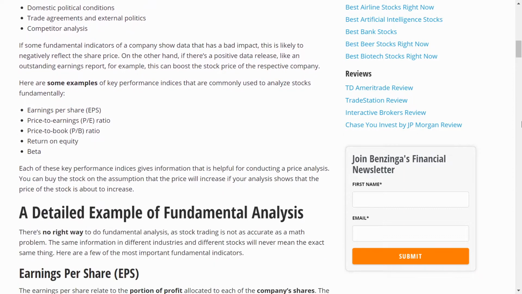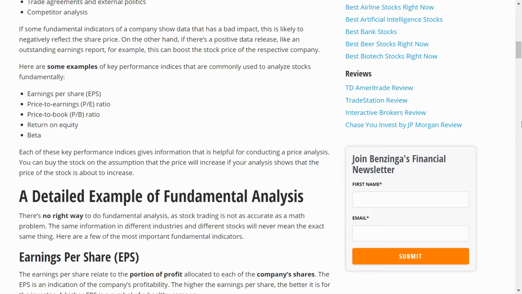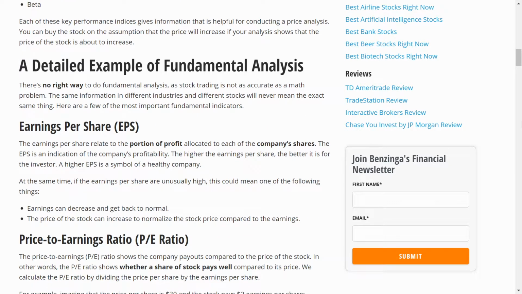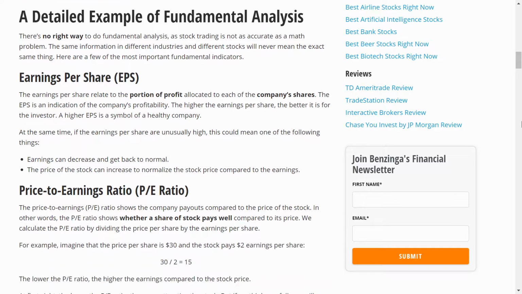Some things you'd want to look for are earnings per share, price to earnings, price to book, return on equity, and beta. I'm going to cover all that here. Just really quickly, I'm going to keep it basic. Earnings per share relates to the portion of profit allocated to each of the company's shares. The EPS is an indication of the company's profitability. Obviously, a good EPS is a good thing for the company. That means they're generating more revenue per share.